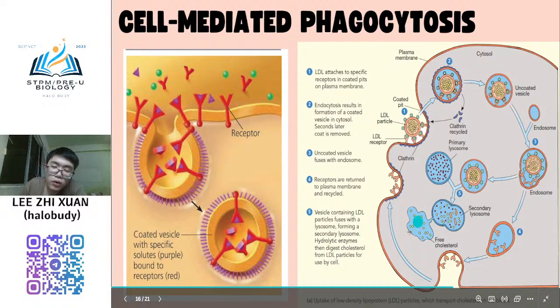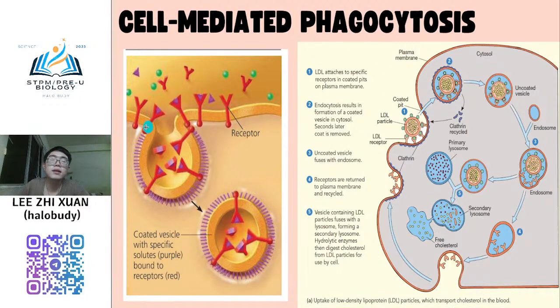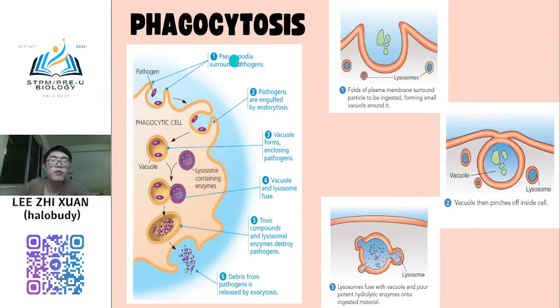Free cholesterol. This cholesterol will be used by this cell, or it will undergo exocytosis to be released to other parts of the cells. So this is the mechanism, one example of receptor-mediated endocytosis. The most important thing you need to know is that there is one receptor. The difference is that it is highly specific, compared to pinocytosis and phagocytosis.